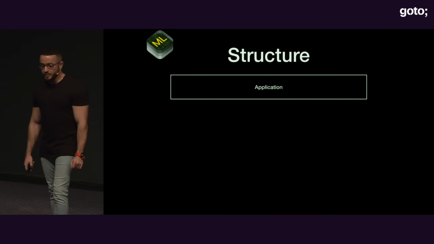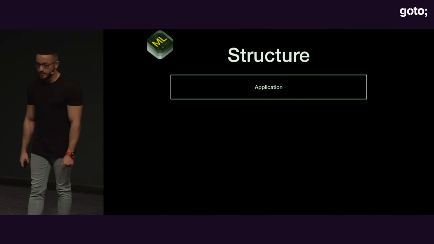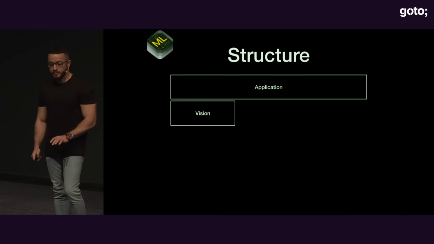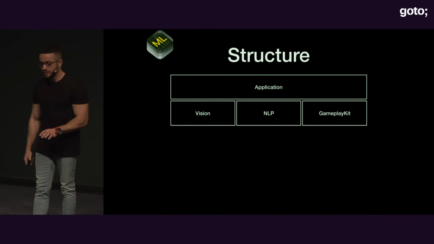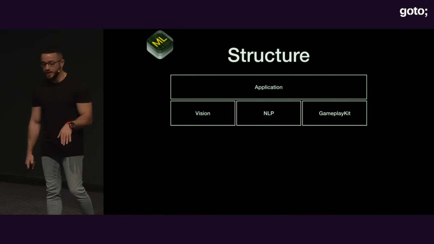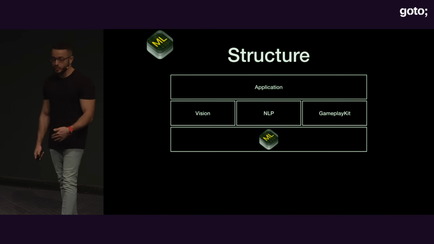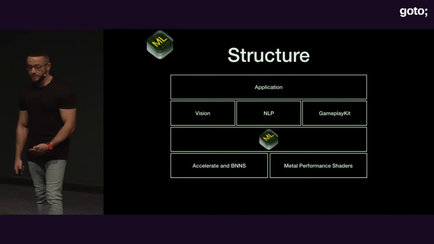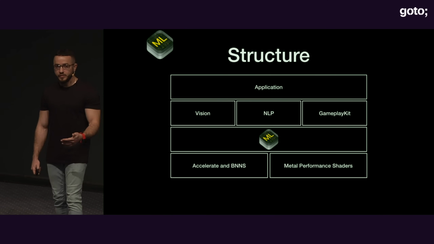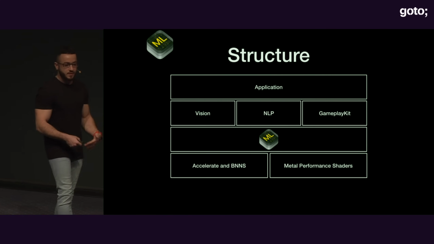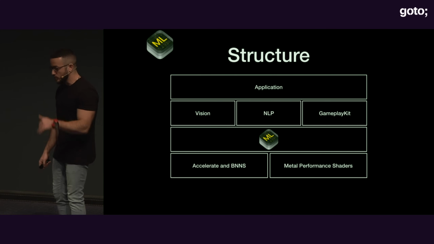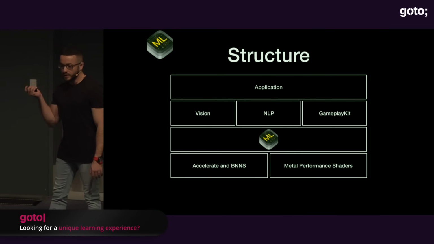CoreML from my app is different than ARKit, so it's not directly communicated from my app. My app can communicate with Vision, NLP, or GameplayKit. So this layer communicates with CoreML, and CoreML also communicates with Accelerate and BNNS and Metal Performance Shaders. The more we go down, the more customization we have, but of course, the more knowledge we need before we move down. Here, I'm only interested in the Vision part.